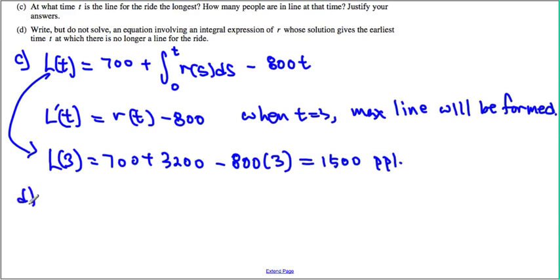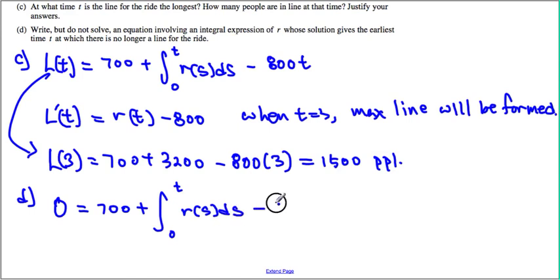Now, part D. Write, but do not solve, an equation involving an integral expression of r whose solution gives the earliest time t at which there is no longer a line. We already calculated that expression earlier, so all we have to do is 0 equals 700 plus the integral from 0 to t of r of s ds, minus 800t.